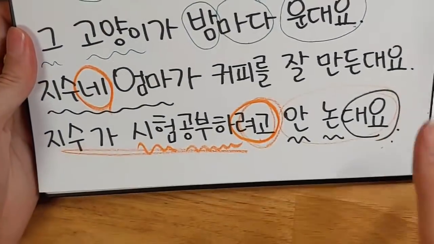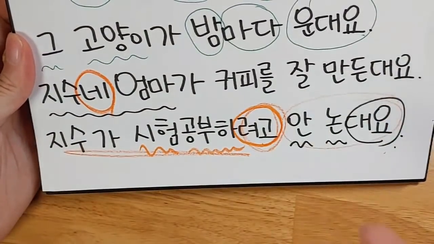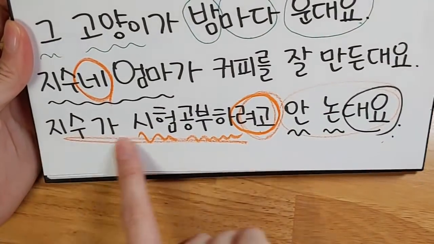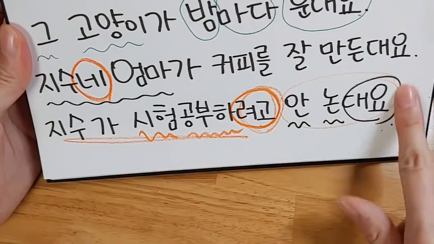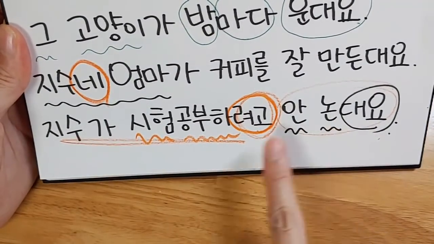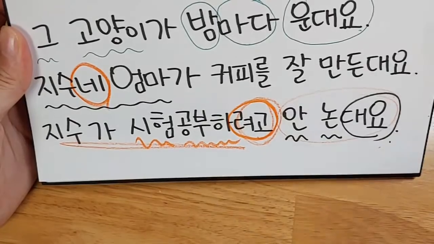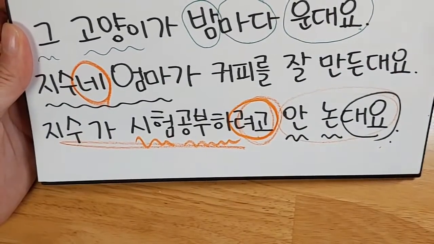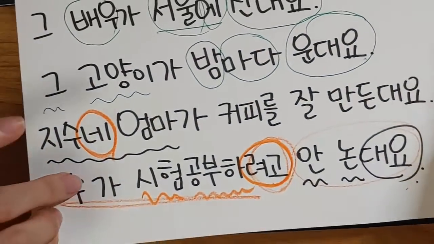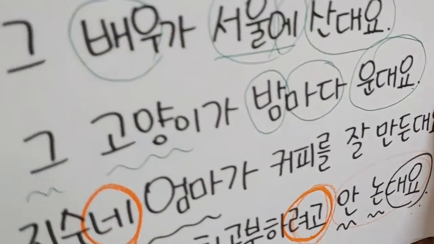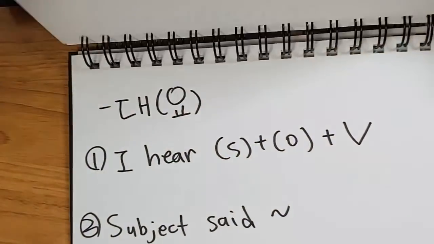Okay. So let me give you the correct translation one more time. 지수가 시험 공부하려고 안 논대요, right? I hear Jisoo doesn't play in order to study for her test. 지수가 시험 공부하려고, in order to study for the test, 안 논대요, I hear she doesn't play. So that's the meaning of 대요, guys.